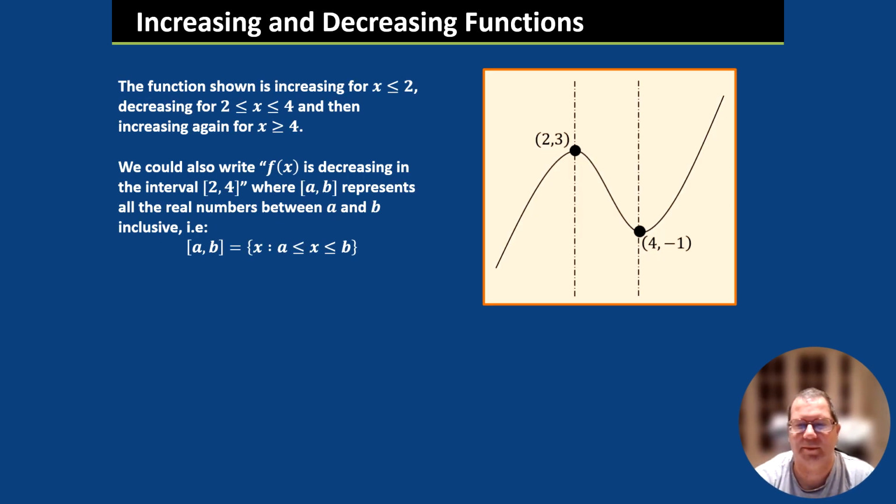We have the same diagram now but with coordinates. So we have a point where the gradient is 0 at (2, 3), and another point where the gradient is 0 at (4, -1). So the function shown is increasing for x less than or equal to 2. It's then decreasing for 2 ≤ x ≤ 4. And then it's increasing again for x greater than or equal to 4.